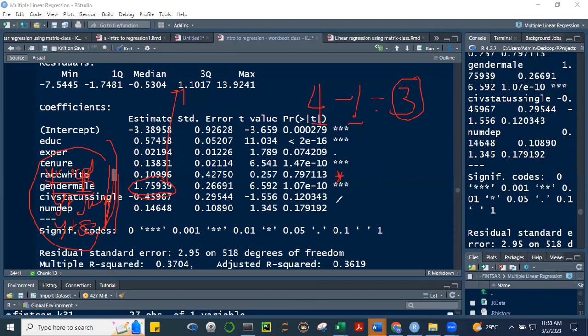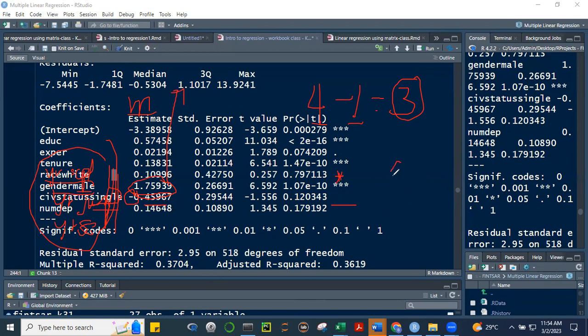Ito, civil status. Assuming it's significant, no? So, single to, di ba? Therefore, ang reference natin yung married. And obviously, kasi M siya, it will appear first. Okay? So, ang single employees receive $0.46 less than their married counterparts, ceteris paribus. And why is that, class? Negative siya. Okay, and then this is benchmark, your reference variable.